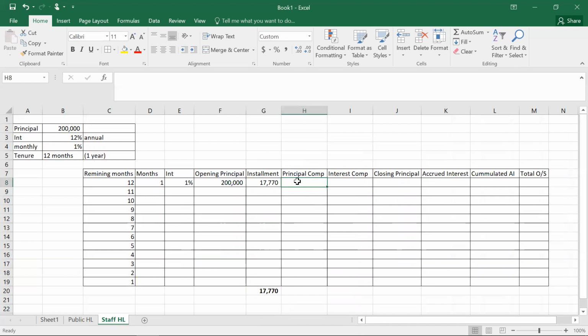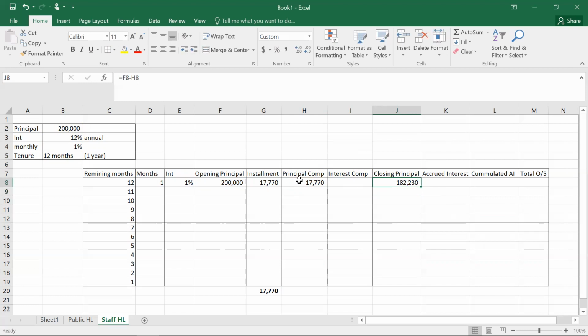Now, with the staff housing loan, you need to realize that the installment initially only impacts the principal. The installment is there to recover the principal portion only. The interest component accrues in a separate bucket. So the entire installment goes towards the recovery of principal. Closing principal will be opening principal minus the principal component. The entire installment is made up of principal component, impacting the outstanding principal.